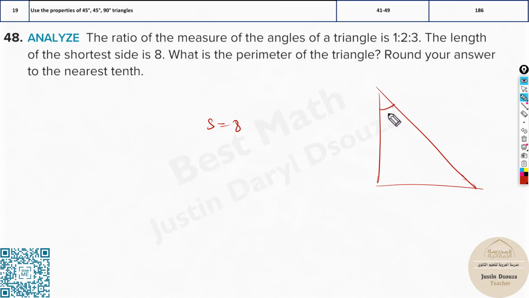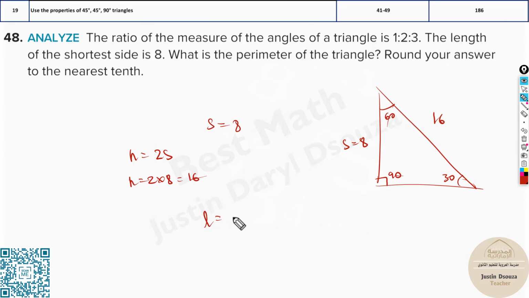Now imagine this is 60, this is 90, this is 30. So S, that is equal to 8, is given. We don't know any other sides. We need to find all the sides to the nearest tenth, and then add them all up to find the perimeter. So the formula is H is 2 times S. So H is 2 times 8, that is equal to 16. So the hypotenuse is 16 here.